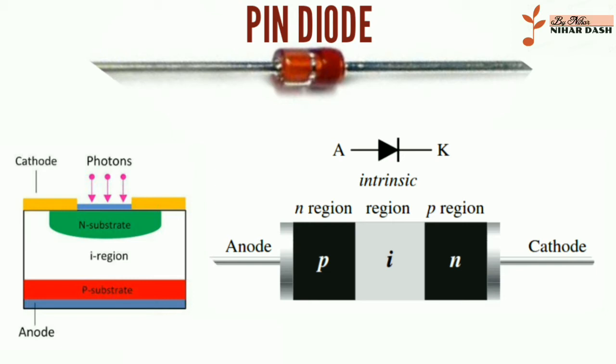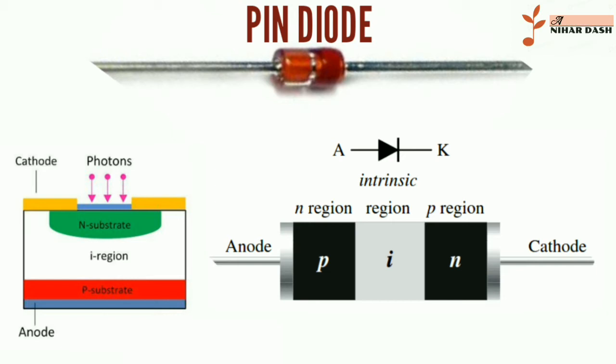Symbol of PIN diode. The symbolic representation of the PIN diode is shown in the figure below. The anode and cathode are the two terminals of the PIN diode. The anode is the positive terminal and the cathode represents the negative terminal. PIN diode structure. The diode consists of a P region and an N region, which are separated by an intrinsic semiconductor material. In the P region the hole is the majority charge carrier, while in the N region the electron is the majority charge carrier.